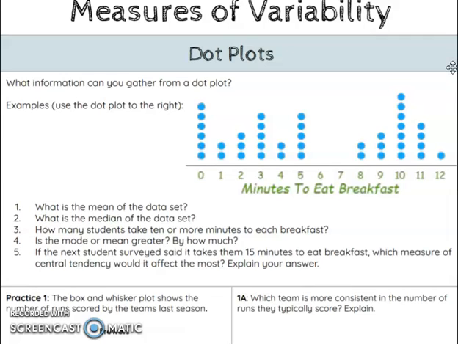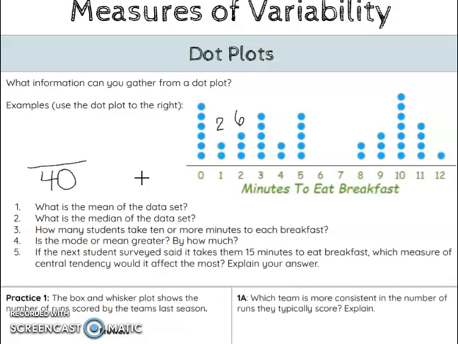Number 1 says, what is the mean of the data set? So I need to figure out the mean. I would count up how many dots total, and there are 40 dots. And then I would just write on top how many people said that. So 2 people said 1, and then I have 3 people that said 2 minutes. So that's 6 minutes total.